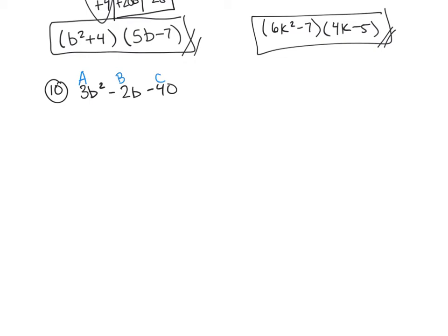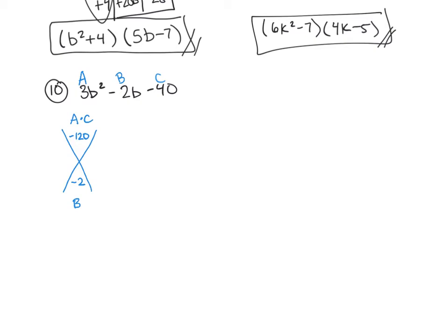So what we're going to do is look at the values of a, b, and c for our coefficients. I'm going to draw a little diamond here. In this top part, we're going to put our a value times our c value, or in this case 3 times negative 40, giving us negative 120. And down here, we're just going to put our b value, which is negative 2. Bring those negatives along.